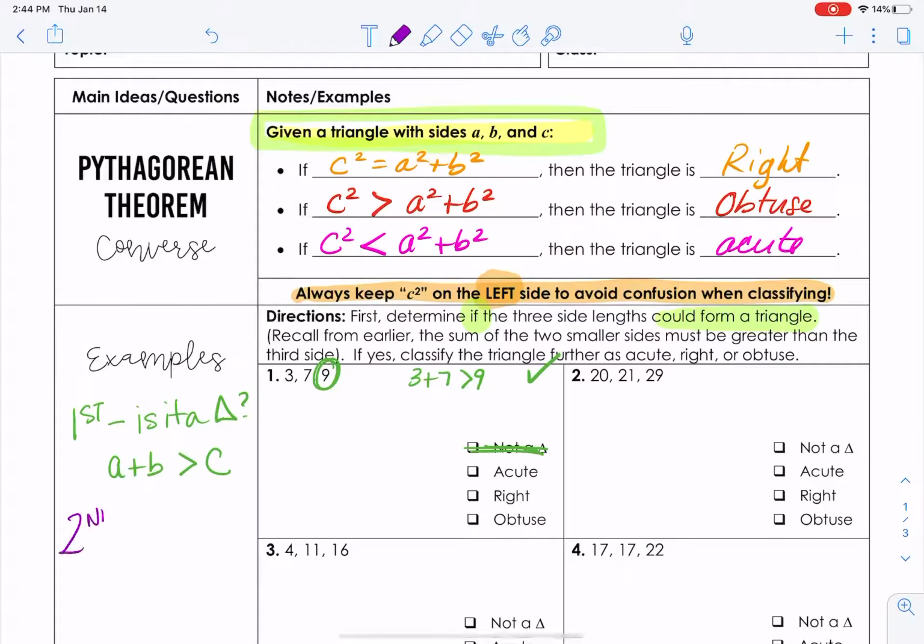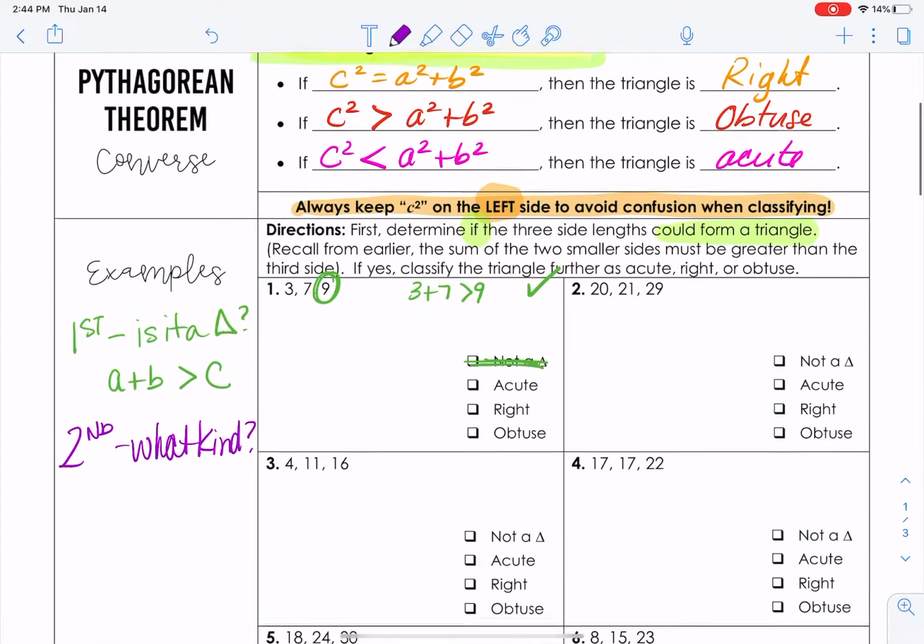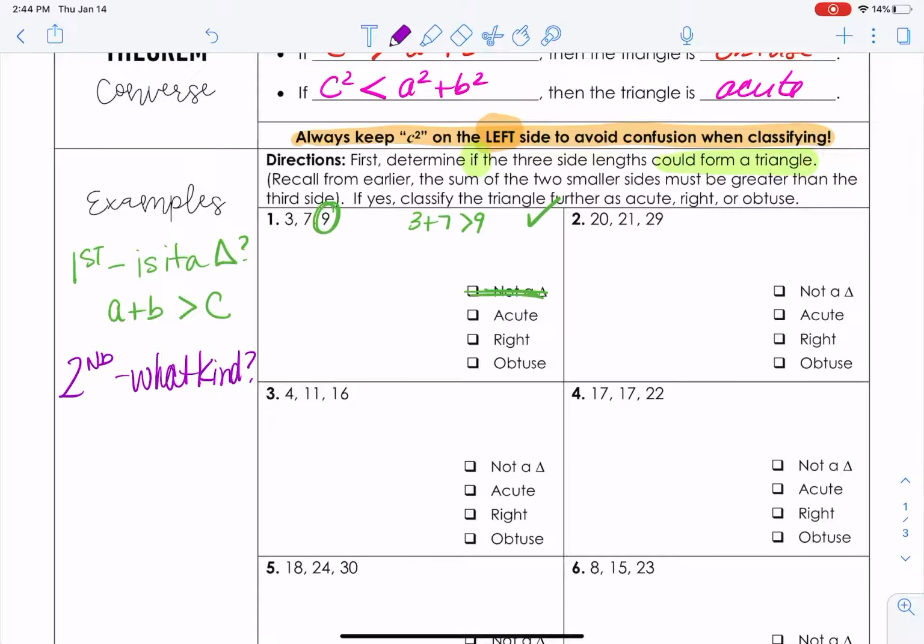So our second step is, what kind? C squared equals, c squared is greater than, or c squared is less than. And that tells me what kind of a triangle I'm dealing with. We need to know what kind of a triangle we're dealing with because it changes which toolbox we can use. If it's a right triangle, we can use the Pythagorean theorem, we can use sine, cosine, and tangent, and those ratios to find missing pieces. If it's not a right triangle, then I have a whole different set of tools that I have to use to find missing information. So I need to know what kind of triangle it is first.